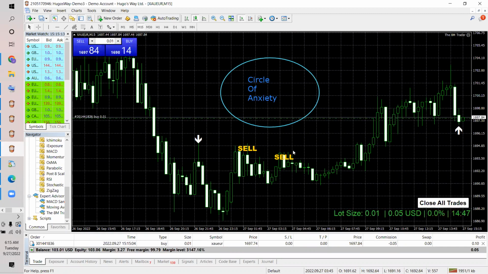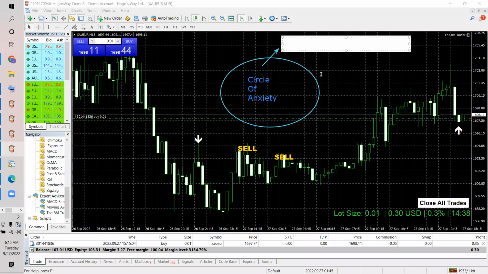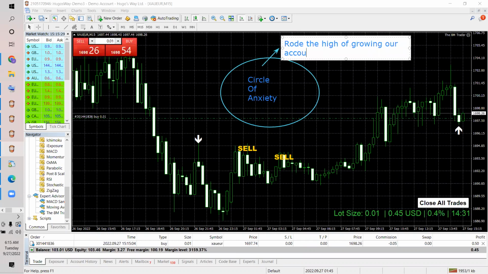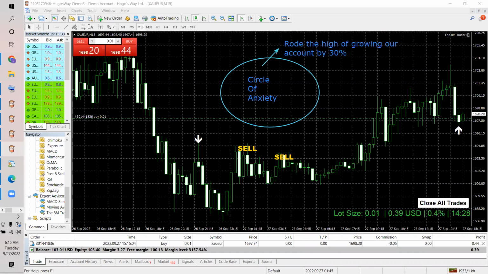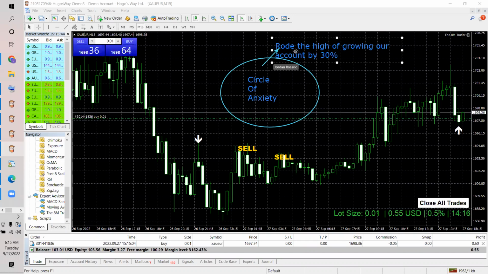for everybody. So, if I just put an arrow right here, right? So we rode the high of growing our account by 30%, right? We rode that high from about day 1 to about day 8, we had that particular high.